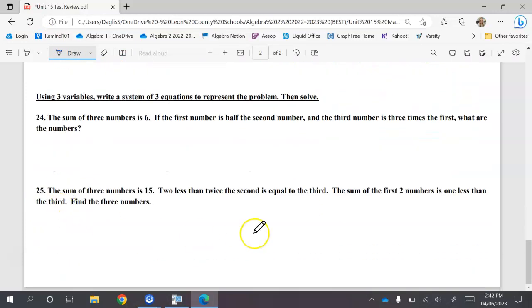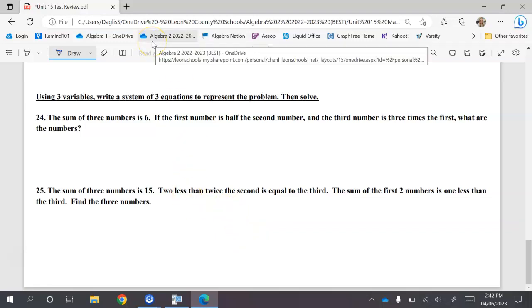And then our last two, they're 3 by 3s. So again, we would still set it up and type it in the same way. We can do one of these. Let's just do 24. Ready? So the sum of three numbers is 6. If the first number is half of the second number, and the third number is 3 times the first, what are my numbers?